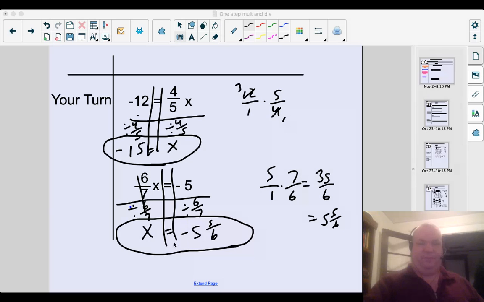So if we multiply this by a number a little less than 1, it should get a little bit smaller. Right? And 5 is just a little bit smaller than 5 and 5/6.